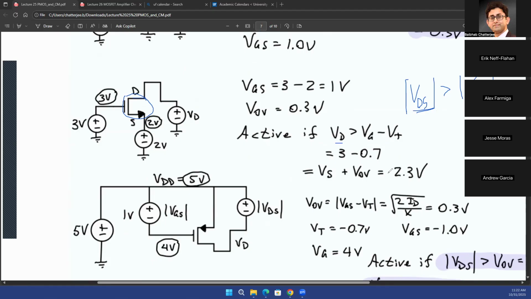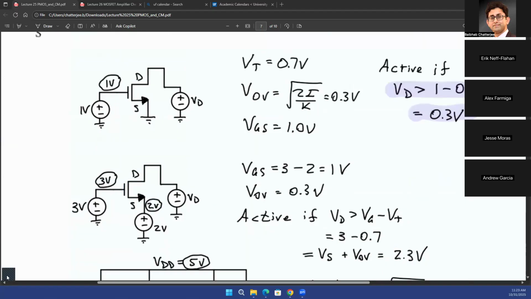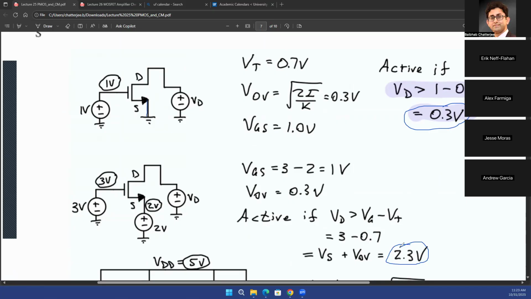That's why your VD has to be higher than 2.3 volts. Why? Because your source voltage was already 2 volts, and then you needed the overdrive voltage extra on top of that 2 volts, so that your drain potential is at least 2.3 volts, right? So 2.3 volts is nothing but 2 volts plus that 0.3 volt that you found in the previous problem. In the previous problem, you had VD greater than 0.3 volt if there's nothing connected at the source. Here 2 volts is connected at the source, and that makes it 2.3 volts.